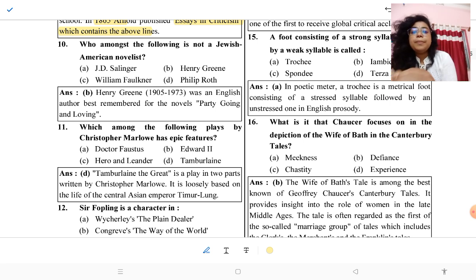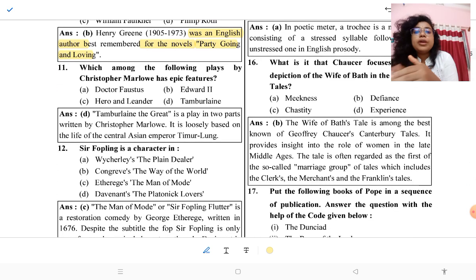And the answer will be B, Henry Green, because Henry Green was an English author and the others are Jewish American. Henry Green was an English-based author of the novels Party Going and Loving, and the others are J.D. Salinger, William Faulkner, Philip Roth. They are the Jewish American novelists. J.D. Salinger and William Faulkner both have the Nobel Prize.